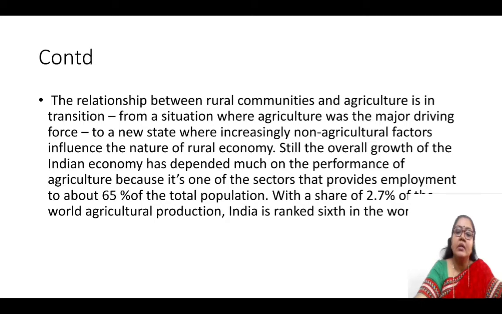So continuing about the place or the role of agriculture in Indian economy, we find that there is a relationship between rural communities and agriculture, and this is in transition. From a situation where agriculture was the major driving force to a new state in which increasingly non-agricultural factors have started influencing the nature of the rural economy.